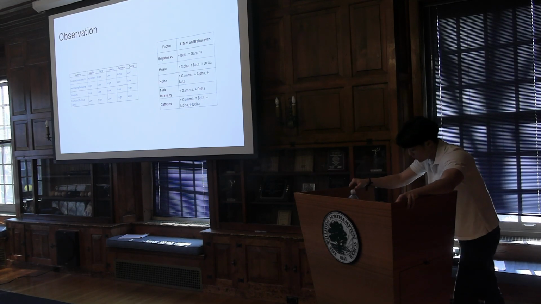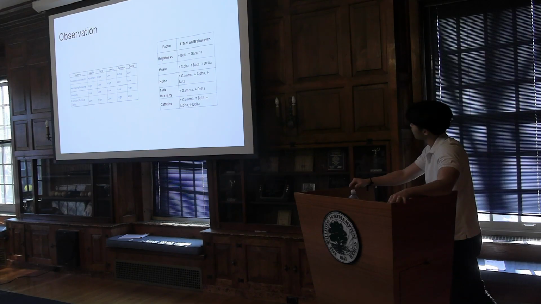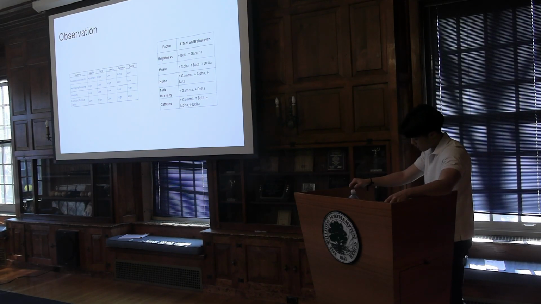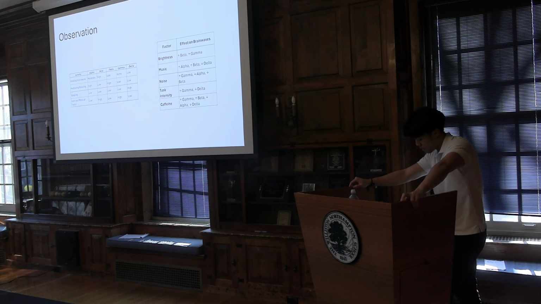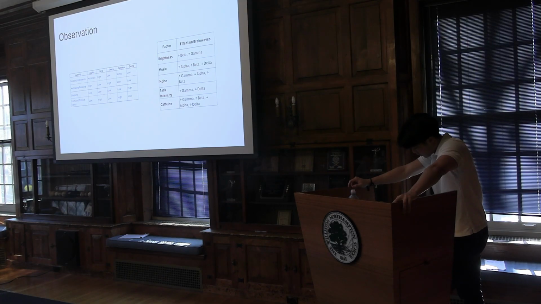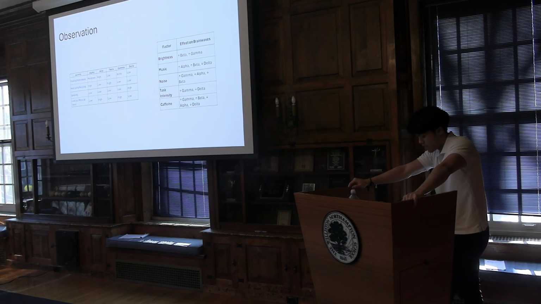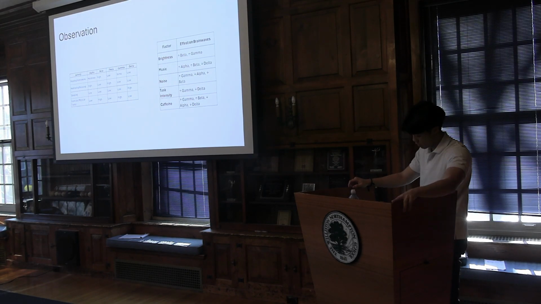So the observation from this experiment is that as brightness increases, the beta and gamma waves increase, and listening to music increases alpha and beta, but decreases delta. And working in noise increases gamma, but decreases alpha and beta. So this clearly shows that we're able to manipulate our brain waves and brain activity by controlling independent variables like bright or dark, music or noise, and coffee or water.